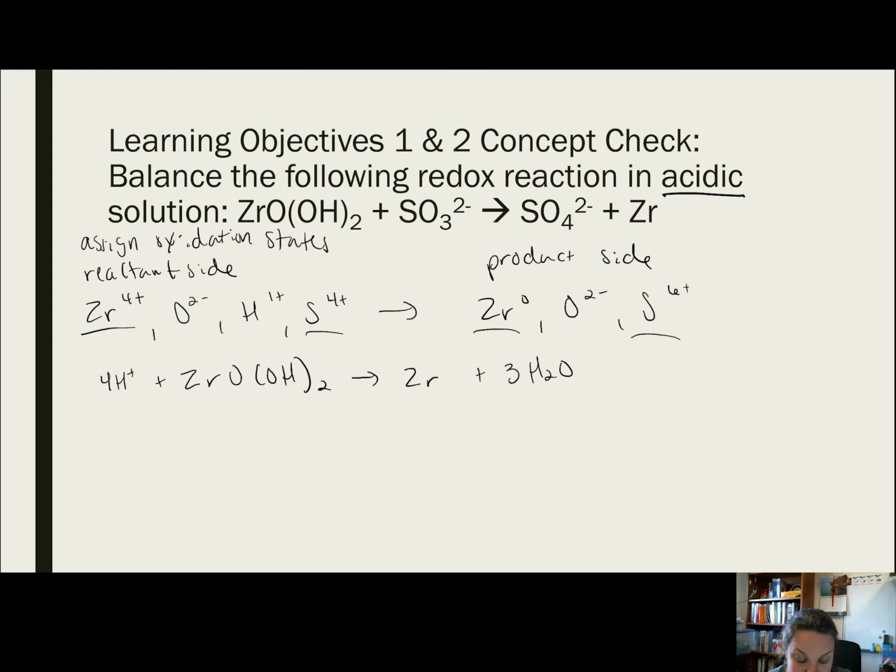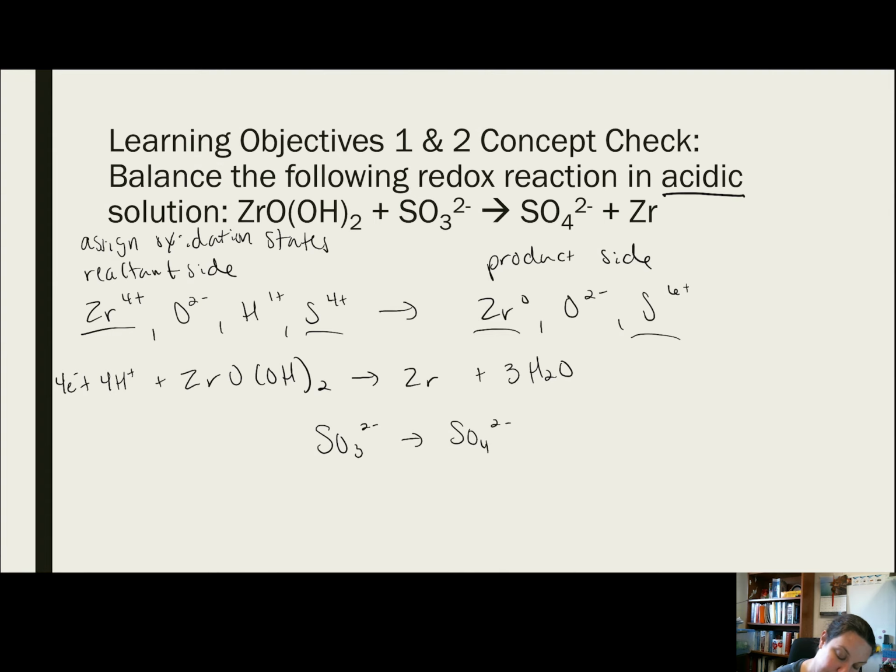And now we need to add in electrons to balance out the charge. There's a 4 plus charge on the left side, 0 charge on the right side, so we add 4 electrons. Let's do the same thing with the other half. So SO3 2 minus going to SO4 2 minus as well.